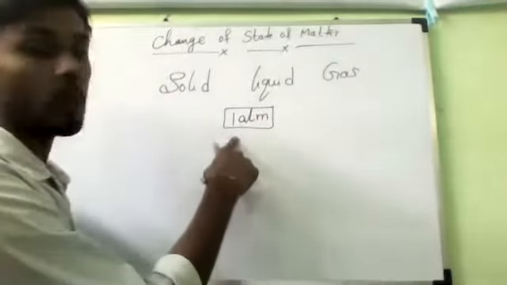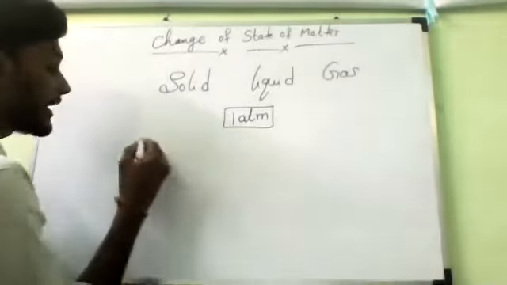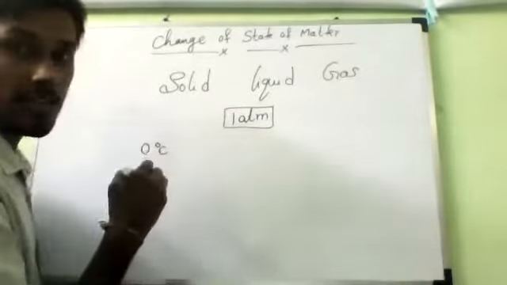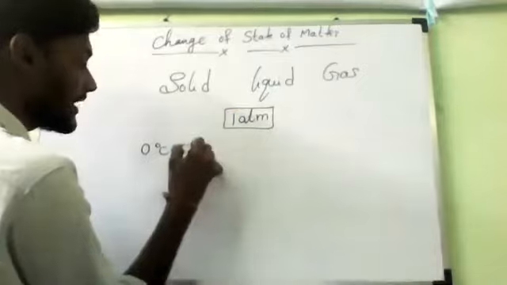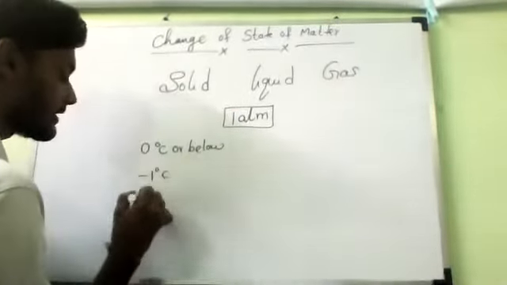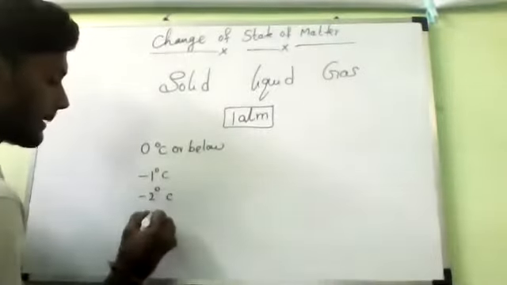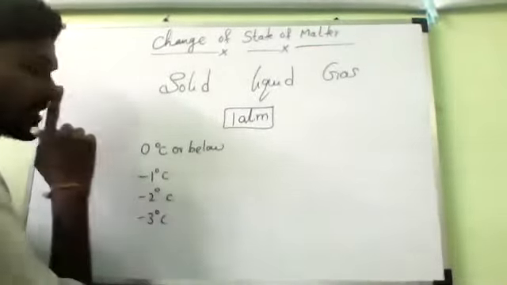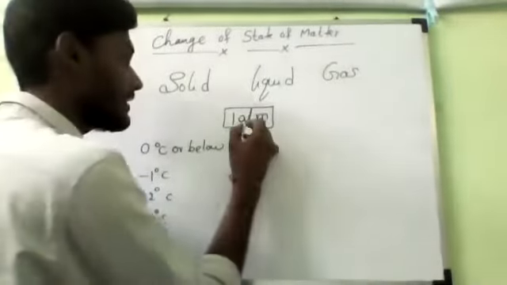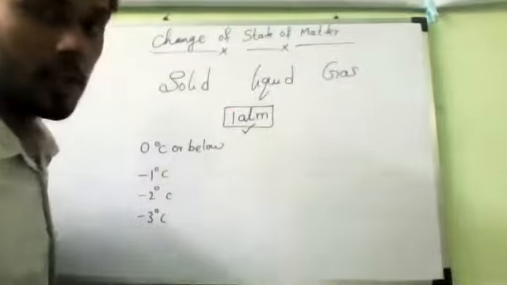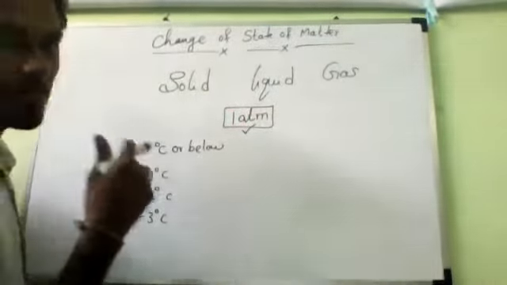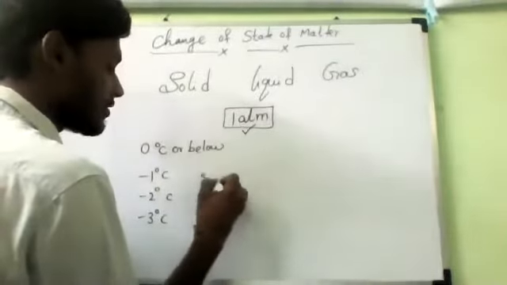If you keep the pressure at 1 atm and reduce the temperature to 0 degrees Celsius or below, less than 0 degrees Celsius, like minus 1 degree Celsius, minus 2 degrees Celsius, minus 3 degrees Celsius, at this 1 atmosphere, then water exists in the form of what? It exists in the form of ice.